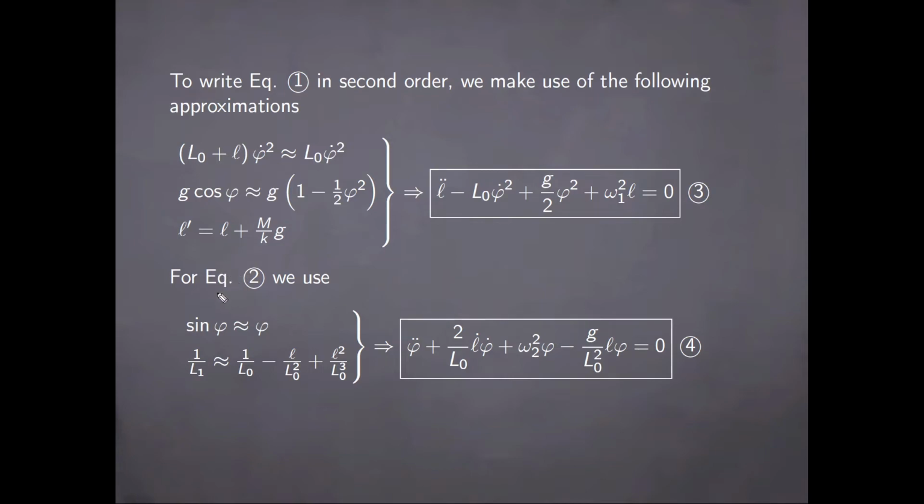And for equation 2, we use the fact that in second order sine of phi is still equal to phi, and we use the second order Taylor expansion of 1 over L1, which is going to be the quantity here. And with all of these things, we can write the angular equation as the boxed result labeled with 4.